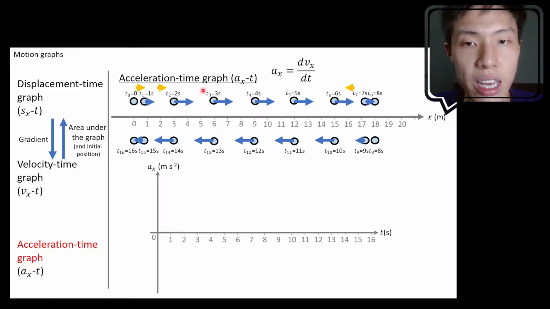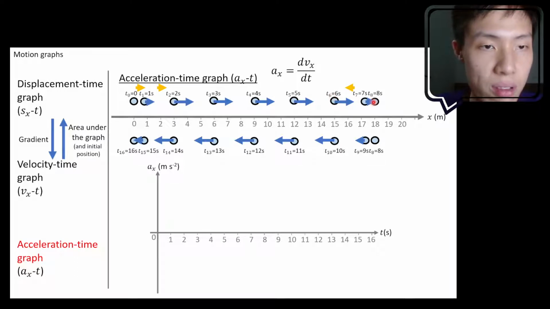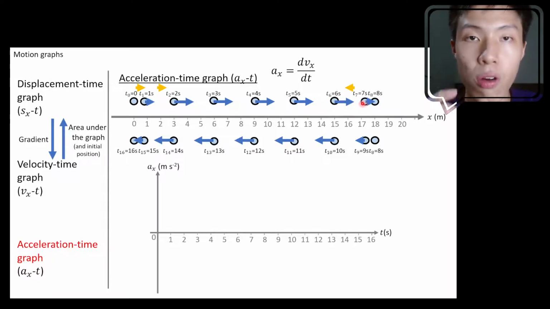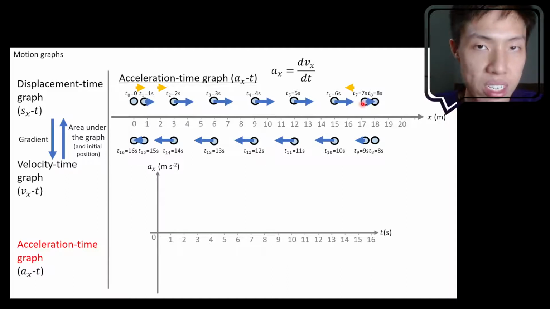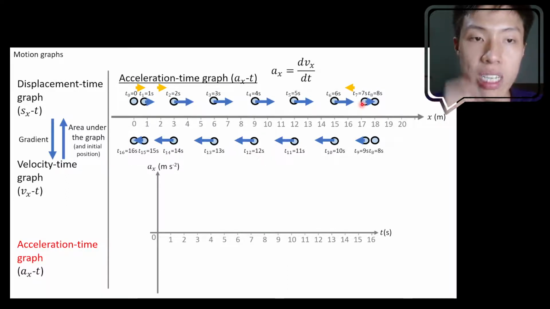Over here you can see all the velocities maintain the same magnitude, so you expect no change in velocity from the second second to the sixth second. Whereas from 6 to 7 seconds, you can see that the right pointing arrow is getting shorter. So the magnitude of the velocity is decreasing. It still remains in the same direction to the right, but the magnitude is decreasing.